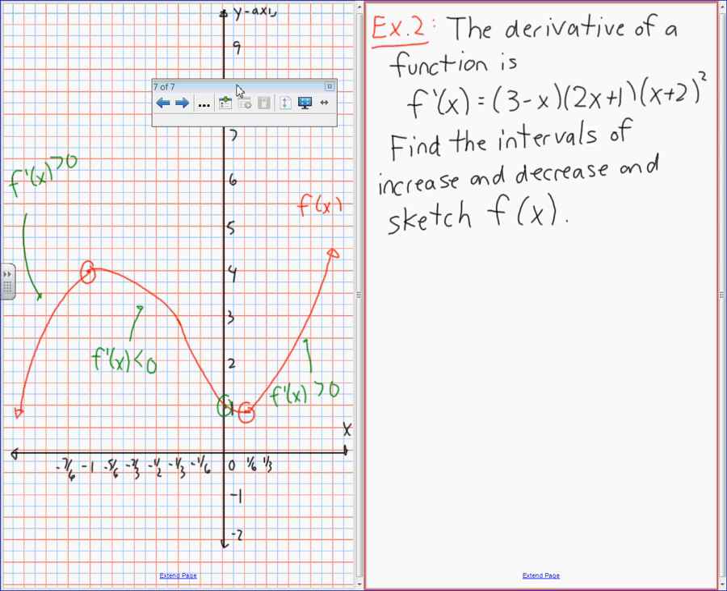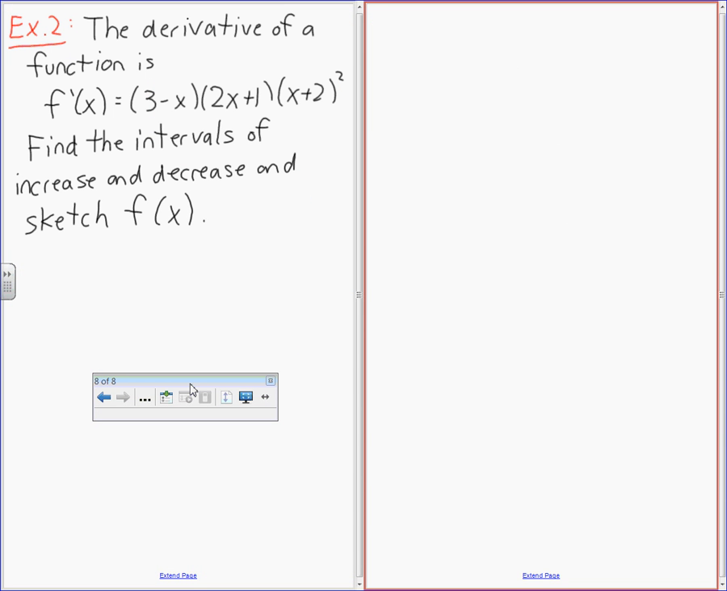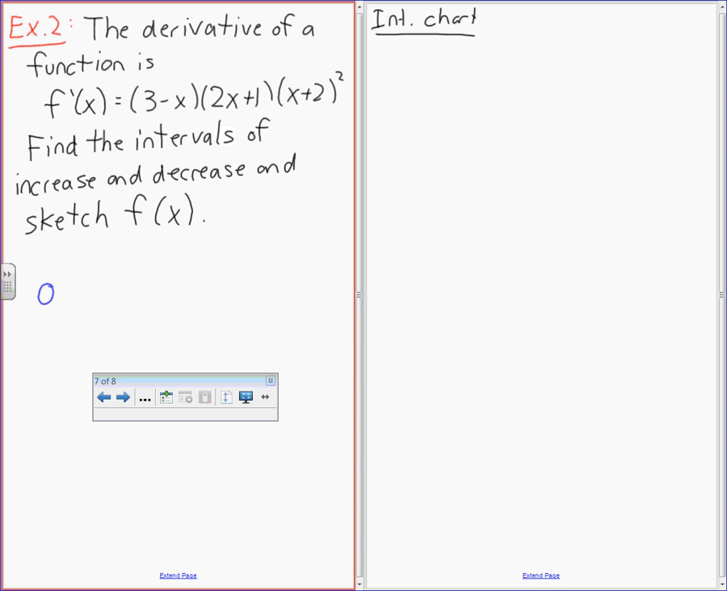Okay, so I'm going to make another interval chart here. I'm going to do this the right way this time, so sorry about that last time. I should probably find my zeros first, okay? So I'm solving, sorry, I got too excited here.